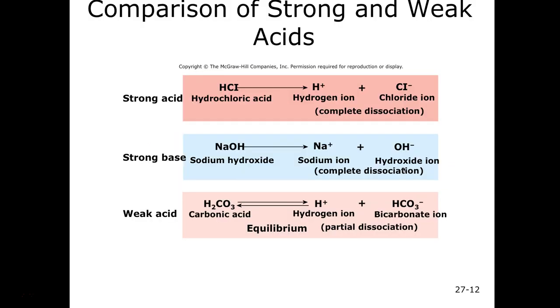So I'm going to pass right through this slide. This brings you over to our comparison of strong and weak acids here. You guys are going to be talking about this, I believe, next quarter.